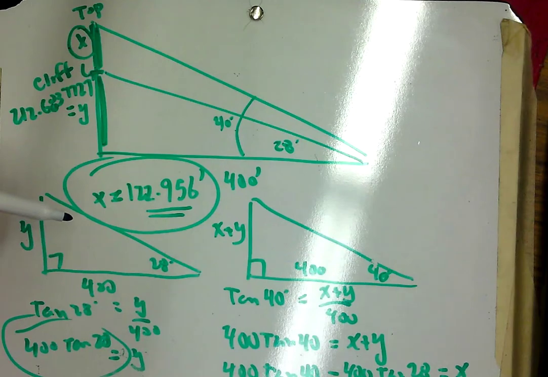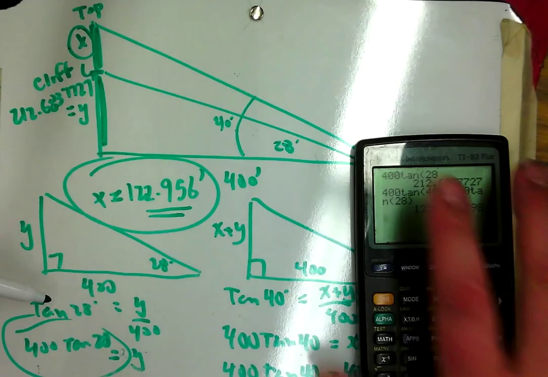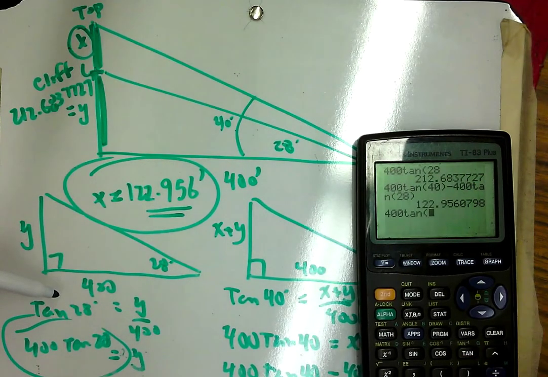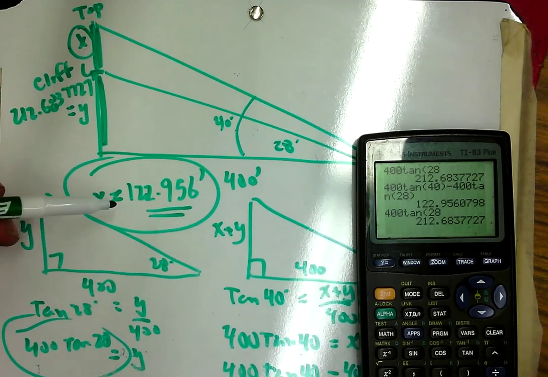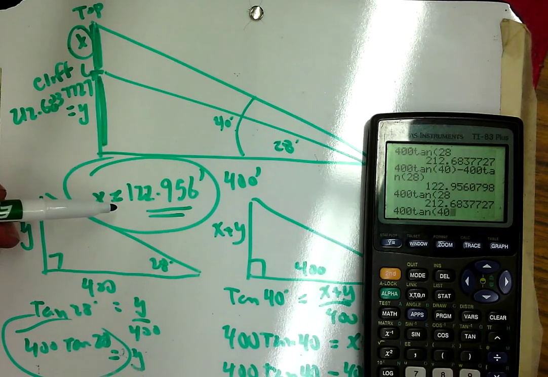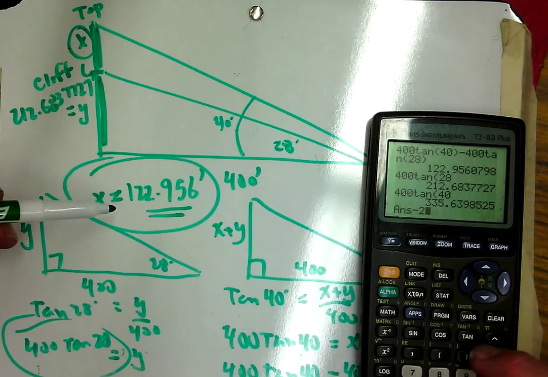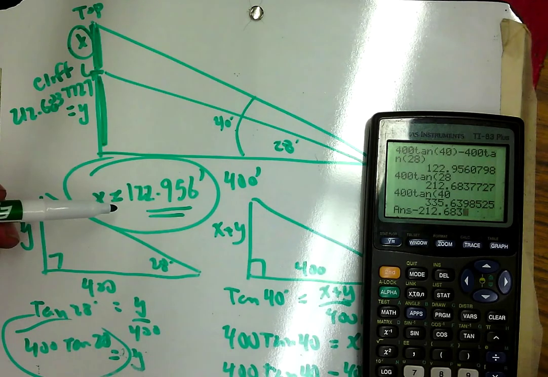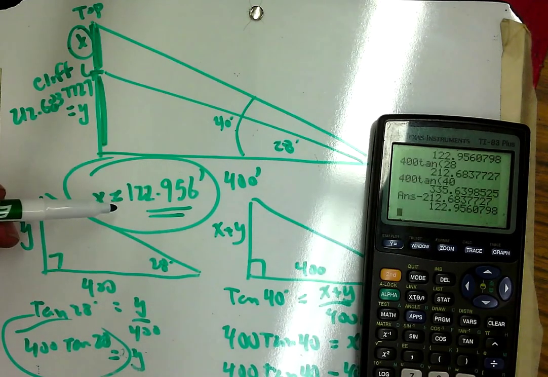Huh. I got a different answer before. Let me just check my work. 28 degrees, 40 degrees, 40 is x plus y, 410.28. Yes, that's that number. And then 410.40 minus 212.6837727. And I get this number again. I better change that. Okay, 122.956.